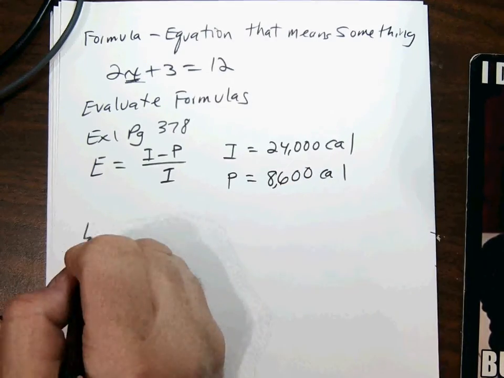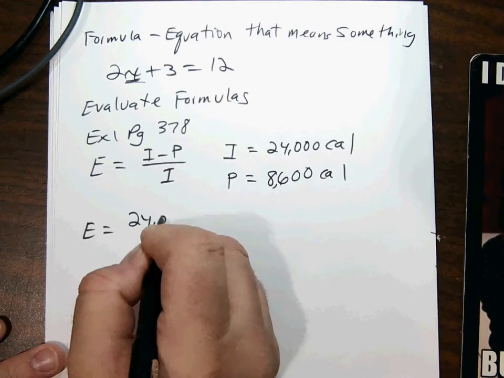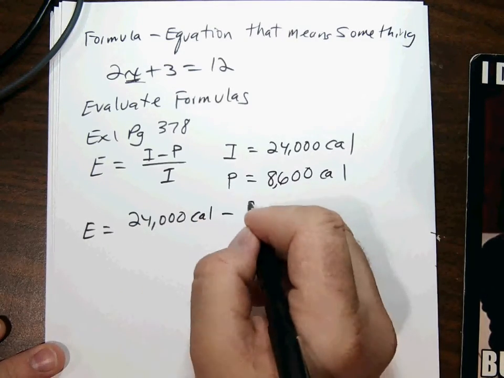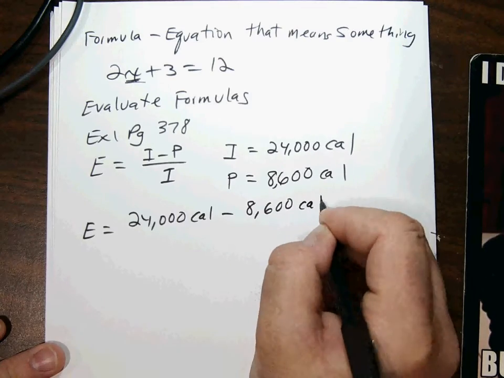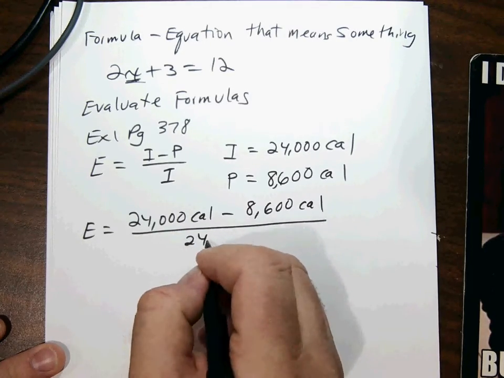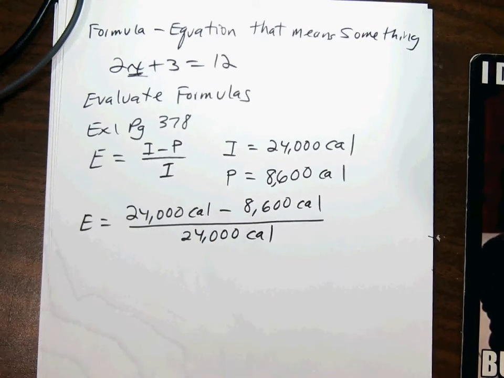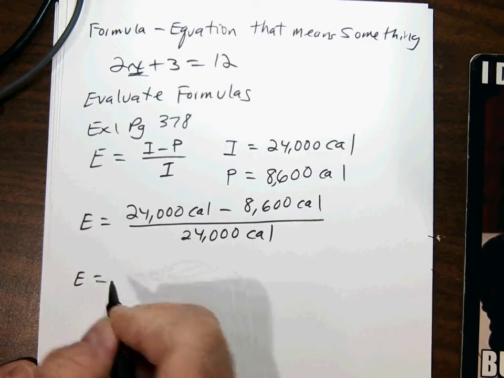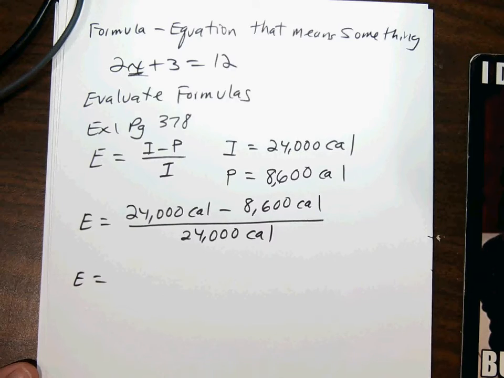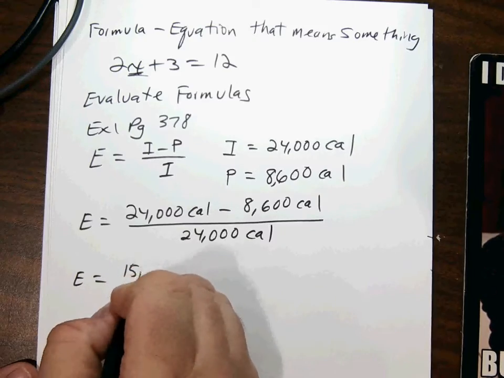Okay, so let's calculate this efficiency. 24,000 calories minus 8,600 calories, and then we're going to divide it by 24,000 calories. Let's think about the units for a minute. Adding and subtracting requires us to have the same unit, right? If we try to add 12 feet and 3 inches, we couldn't do that. We had to convert them all to the same unit. Well, we have the same unit of calories, so we're good to go there. So I'm confident that subtraction makes sense, so I'm going to take 24,000 calories minus the 8,600 calories. I'm going to get 15,400 calories.